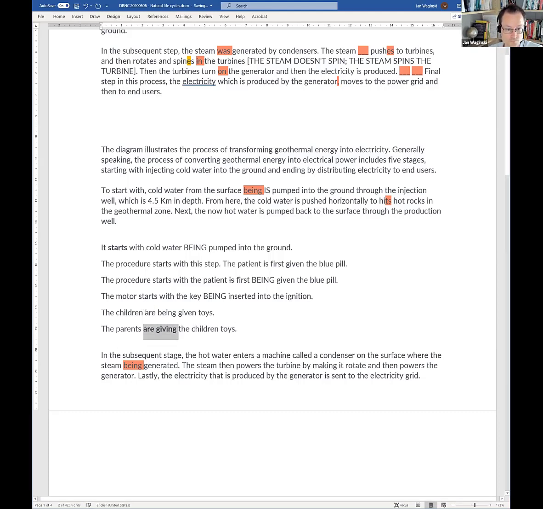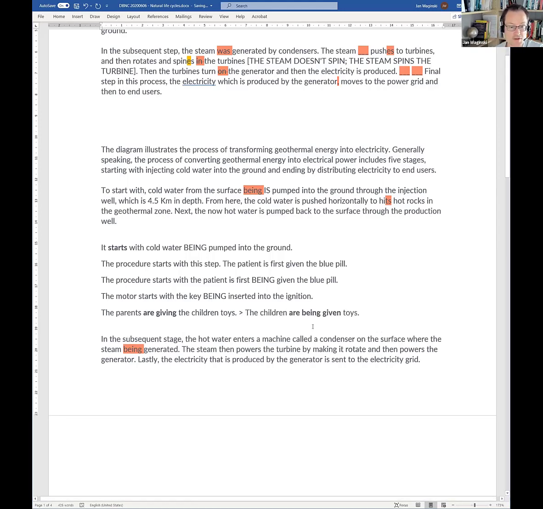Present continuous. So is the present continuous passive? Right. So these are the same thing. So this is not quite the same thing that we're doing here, because this doesn't have any time information. The key being inserted into the ignition, the patient being given the blue pill doesn't have any time information. The only time information is here.